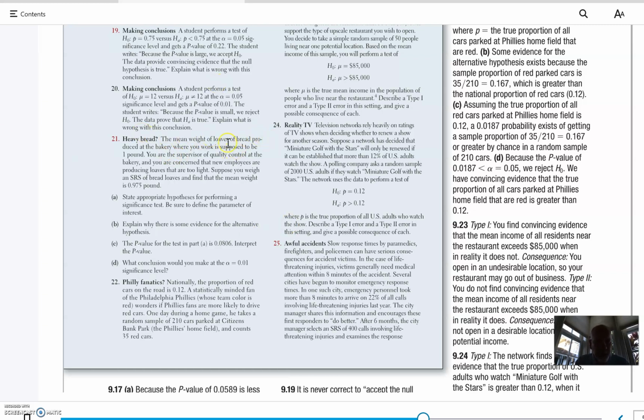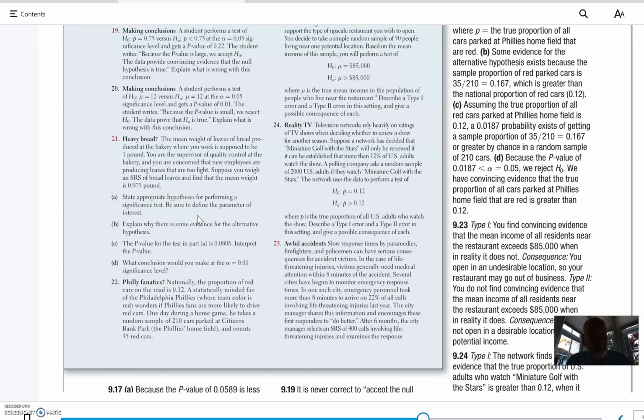Number 21, heavy bread. The mean weight of loaves of bread is 1 pound. You are supervisor of quality control at the bakery. You are concerned that the loaves are too light. You weigh a simple random sample and you find the mean weight is 0.975. What would be appropriate hypotheses for a significance test?